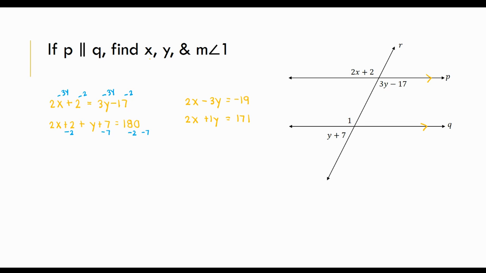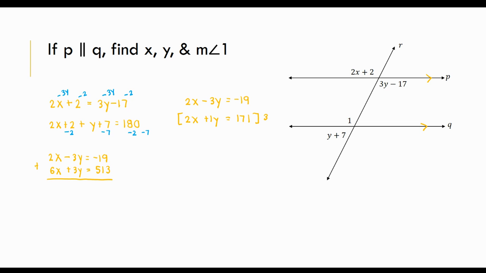So because it's saying to solve for x, y, and angle 1, I'm going to solve for x first. So that means I want to get rid of the y. So I have to multiply the bottom equation by positive 3 because if the top y is negative 3, I need the bottom equation to be positive 3 with the y. So that leaves me with 2x minus 3y equals negative 19 on the top. And now when I multiply the 3 to the bottom, we'll have 6x plus 3y. And then 171 times 3 gives us 513.